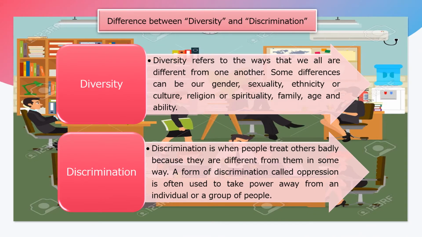Then, what is the difference between diversity and discrimination? Diversity refers to the ways that we are all different from one another. Some differences can be our gender, sexuality, ethnic or culture, religion or spirituality, family, age, and abilities. Meanwhile, discrimination is when people treat others badly because they are different from them in some way. A form of discrimination called oppression is often used to take power away from an individual or a group of people.